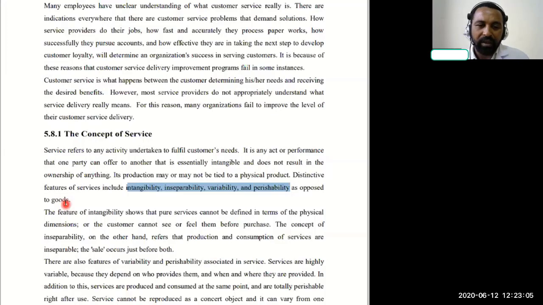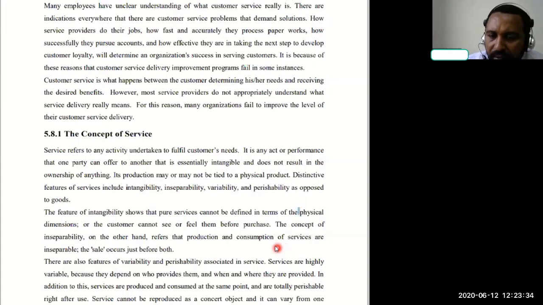Variability, which means service requires variable input. So service is highly variable, or low in uniformity in terms of input, whereas goods have low variability, which means there is high uniformity in goods inputs. Perishability: you cannot inventorize for a long period since it is perishable. These are some of the distinct features of service that make it different from goods.